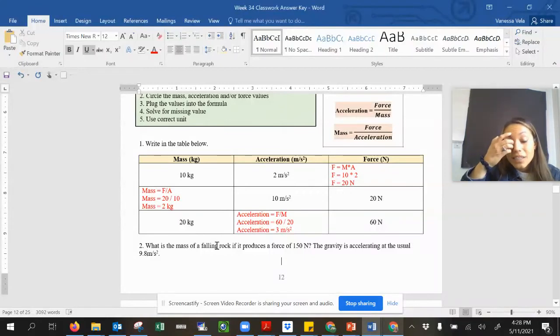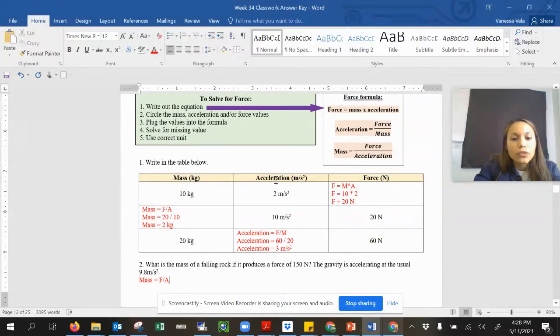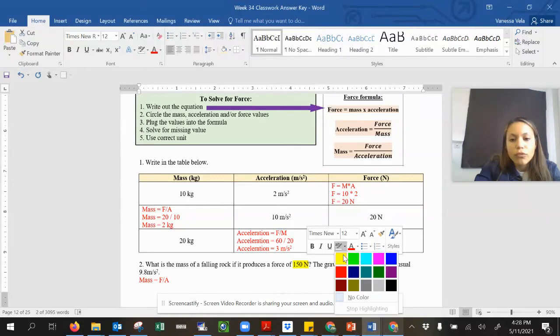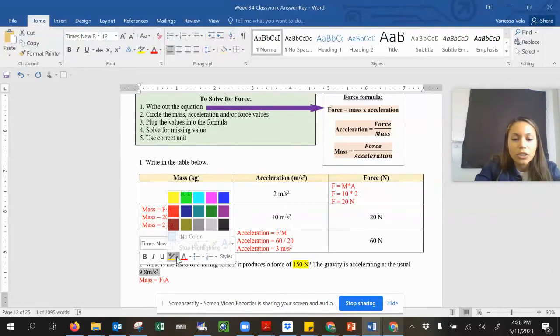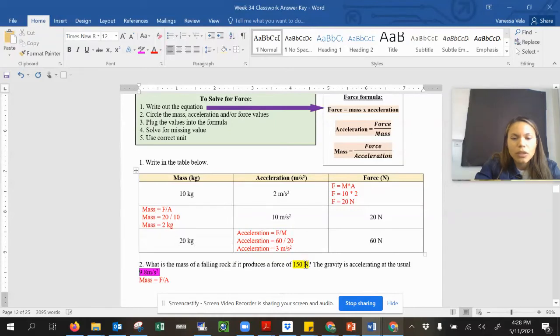So it's asking us what is the mass. So we don't know the mass. Since we don't know the mass, we know that we're going to use the mass equals force divided by acceleration formula. Cool. But we do know the values for force, which is this guy. And I'm going to highlight force in yellow. And we do know the value for acceleration, which is 9.8 meters per second squared. I'm going to highlight that in purple.